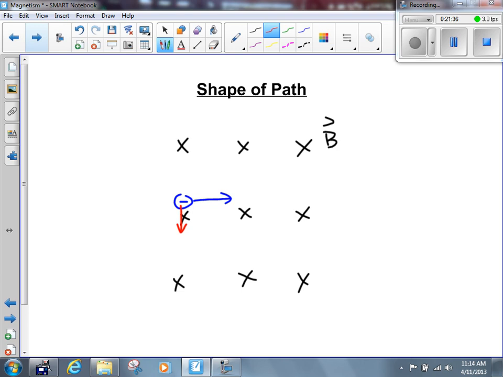Now, if this electron experiences a force downward toward the bottom of the page, but it's moving to the right, where's it going to go? It's going to go, yeah, Joel, somewhere in between, right? It's going to go somewhere in between the way that it was moving and the force. So it's going to end up going down here somewhere. Down and to the right.